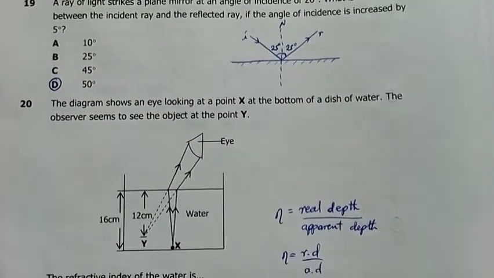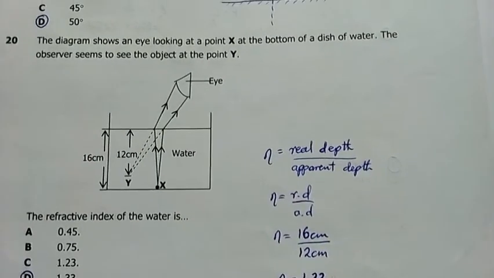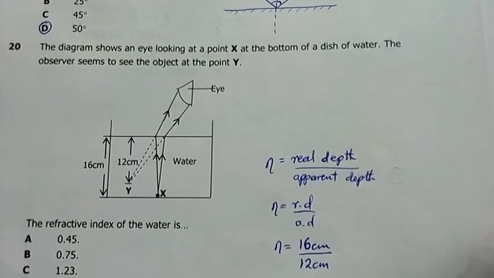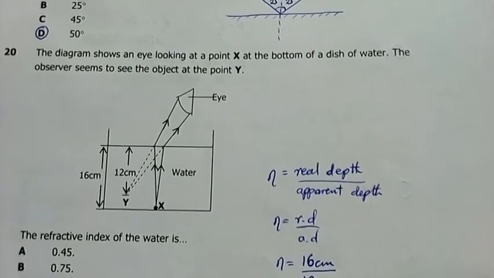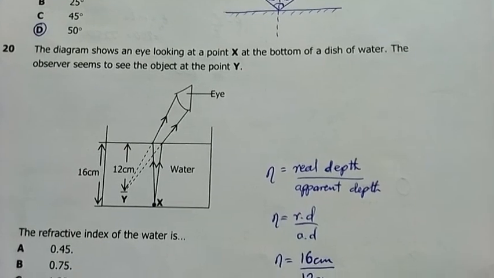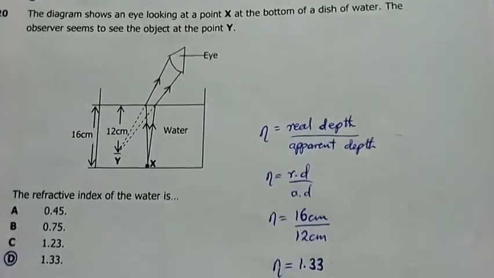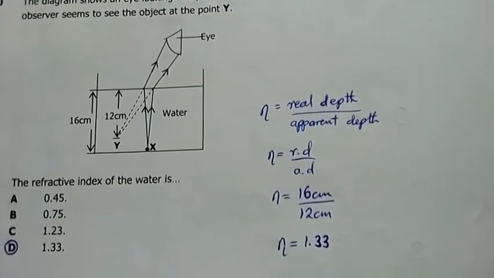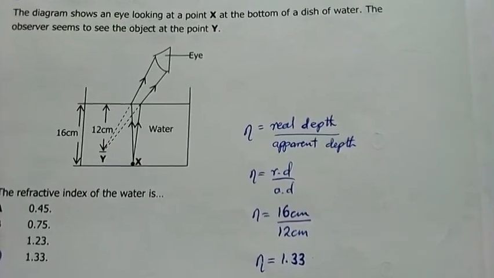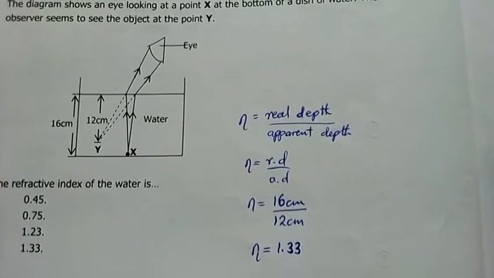Number 20, our last question for now. The diagram shows an eye looking at a point X at the bottom of a dish of water. The observer seems to see the object at point Y. These are mostly referred to as optical illusions. We are not able to see properly because we're looking through a medium of different density.